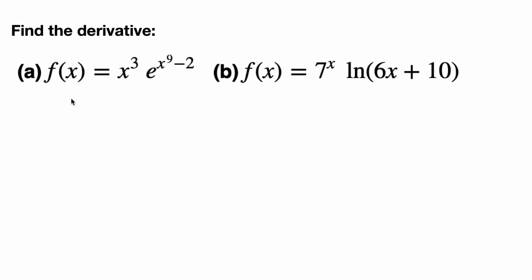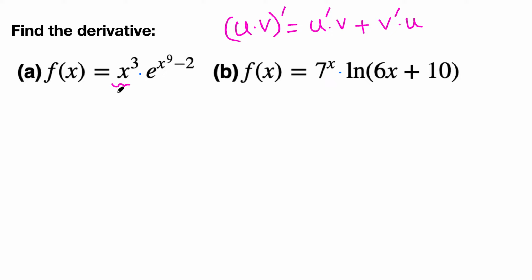Find the derivative. So we got two questions, and if you look closely, we got x cubed, no sign means times, e raised to x to the 9 minus 2. So we got a product, and same thing here, we have a product. That means we must use the product rule, which is when we have u times v, to find its derivative, we find the derivative of the first factor times leave the second alone, plus derivative of the second factor times the first.